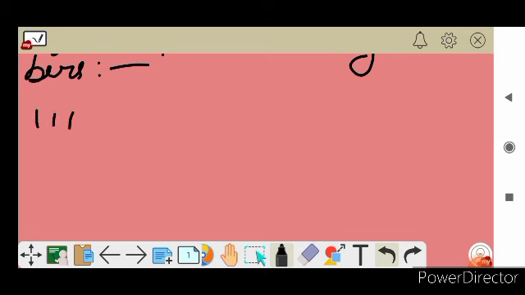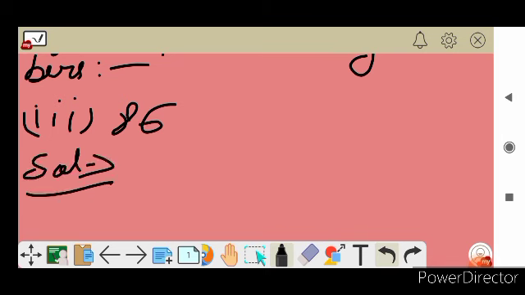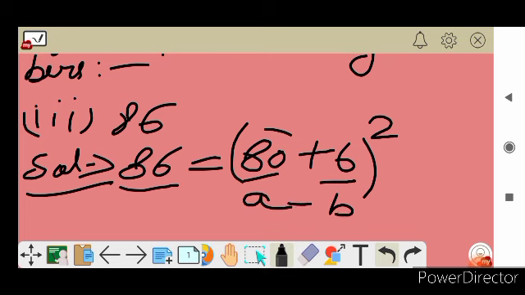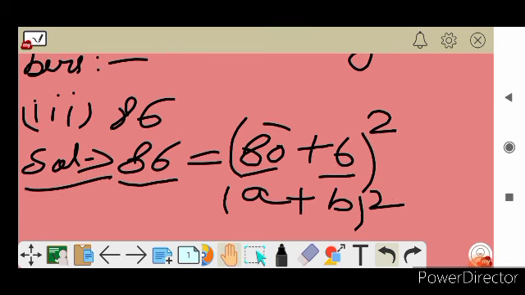And the third part we will solve here: 86, and the solution is 86 equals 80 plus 6. We can break 86 into two parts. 80 is a multiple of 10, plus 6. So we will make brackets and raise to power 2 also. So 80 is A and 6 is B, with a plus sign between A and B, in brackets raised to power 2.